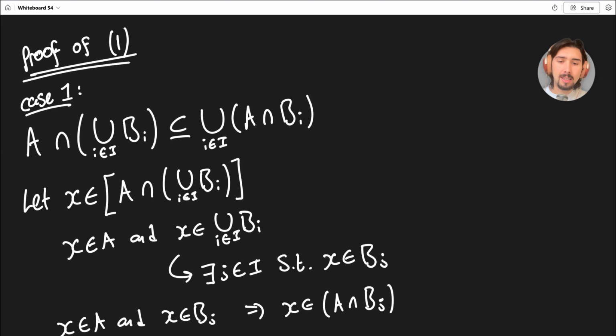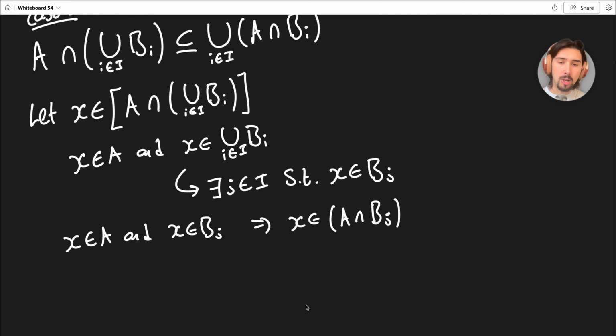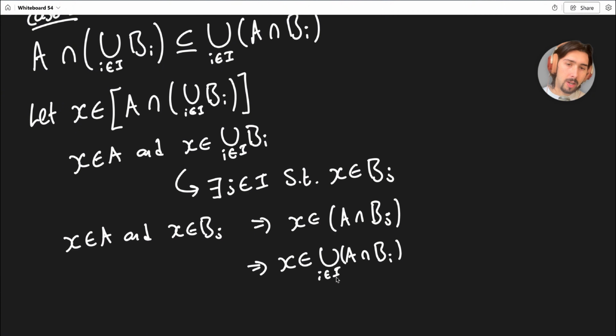And if X is in the intersection of A and BJ, then it is in this union. So X is in the union of the A's intersected with the BI's, from the set of I's, okay? Hopefully that makes sense. If X is in one of those BJ's, then it's in the union of the intersections of A and BI, because we already know X is in A as well. Hopefully that kind of makes sense.